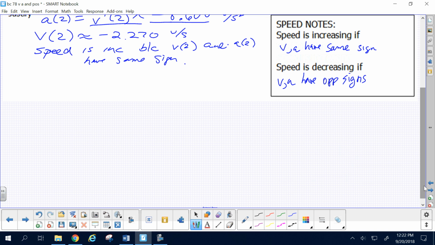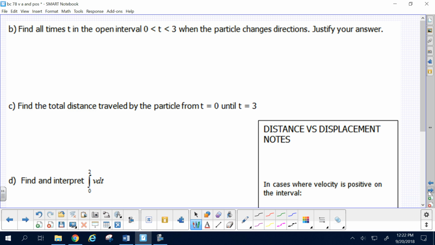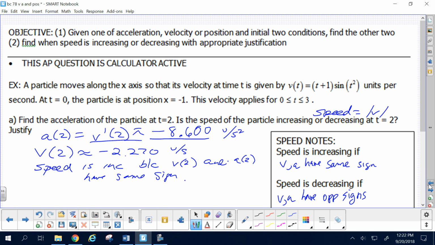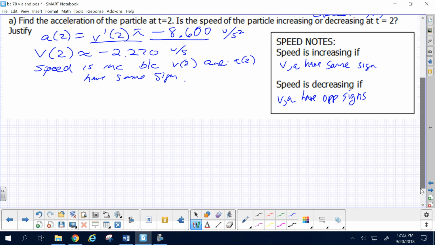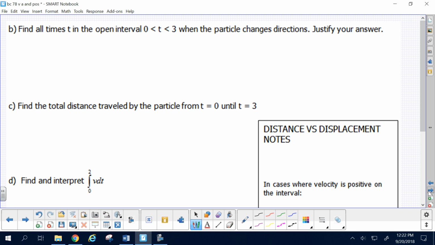Moving on to the second idea here. Find all the times in the open interval where the particle changes direction. I don't know if we actually need to do all this. How would you do that? Changes direction. Given that we have position, maybe you should do that. I think that was the only thing new that I had to hit for sure, but would you do B on your own? I think you should be cool on B on your own. I'm going to put this in my calculator.